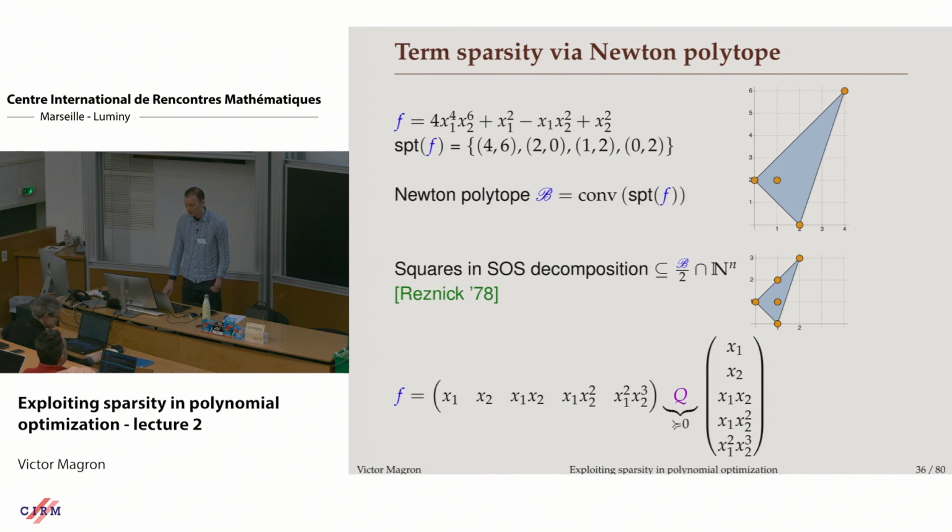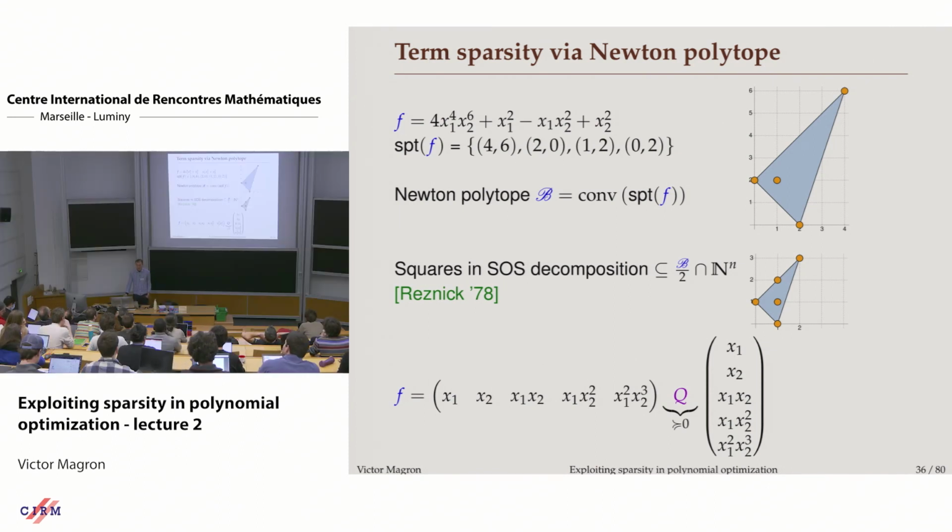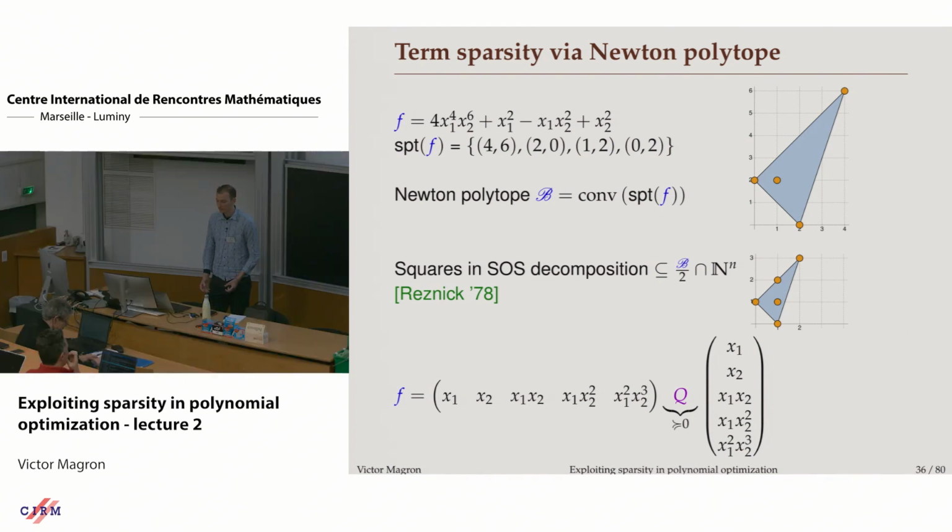So you take a polynomial. Here, this polynomial f has 4 terms. Then you draw the support. You take the convex hull of the support. This is the Newton polytope. And then Reznik has this powerful result that tells you that basically you can shrink the Newton polytope by half. So you get half of this triangle here. Then you take the lattice points, and you know that if f has a sum of squares decomposition, every square is supported in this shrunk polytope.